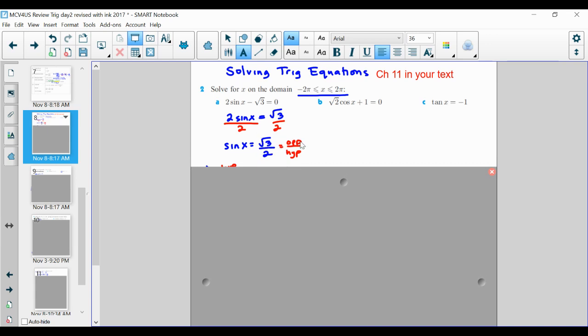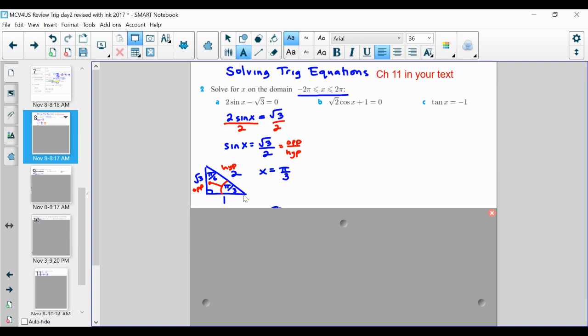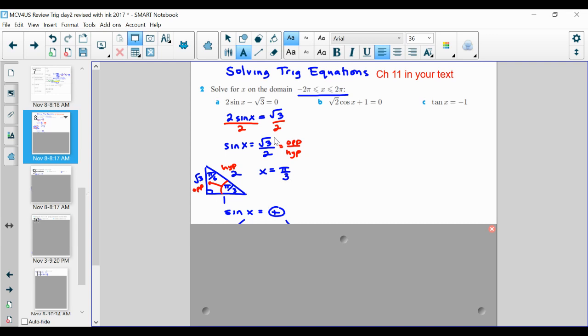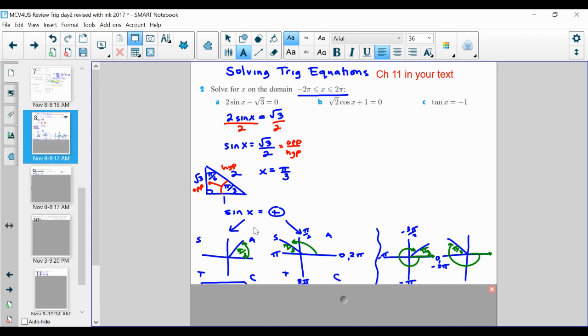So I know that root 3 is the opposite, or the y value, and 2 is the hypotenuse, or the r value. When I see root 3 over 2, or any combinations with root 3s, root 2s, 1s, 2s, I think about special triangles. In this case, in my special triangle, root 3 is opposite and 2 is the hypotenuse for the angle pi over 3, which means x must be pi over 3. I also know that sine of x must be positive. So when I'm thinking about the CAST rule, sine is positive in 2 quadrants, in quadrant 1 and quadrant 2.